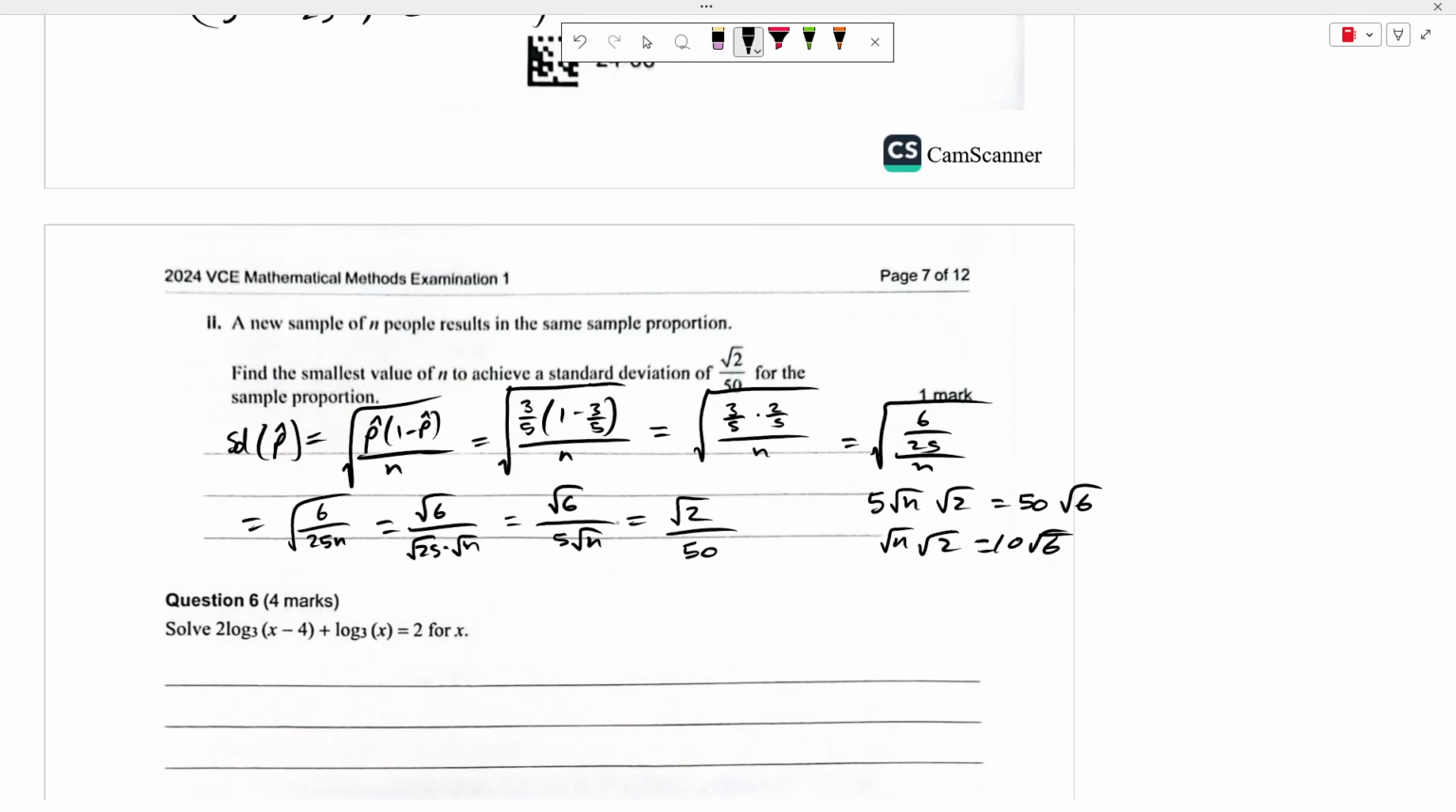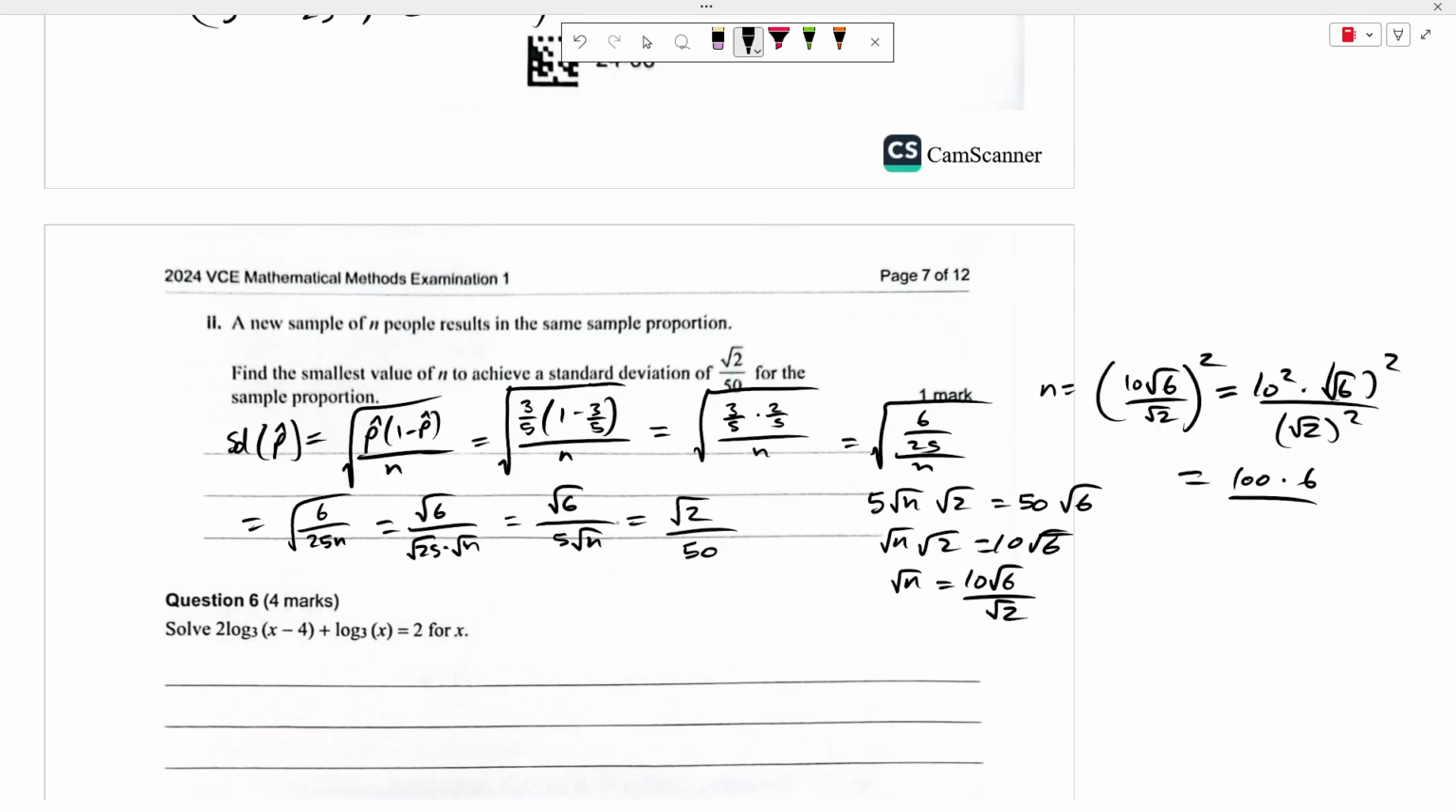And now we can divide by root 2 on both sides, so we get root n is equal to 10 root 6 on root 2. We can square both sides, we get n is equal to 10 root 6 on root 2 squared. That's going to be 10 squared times root 6 squared over root 2 squared. That's going to be 100 times 6 over 2. That's going to be 300. So therefore, n is going to be 300.